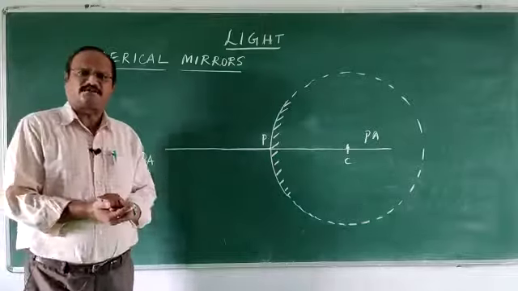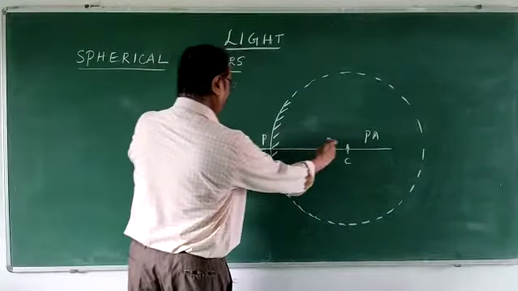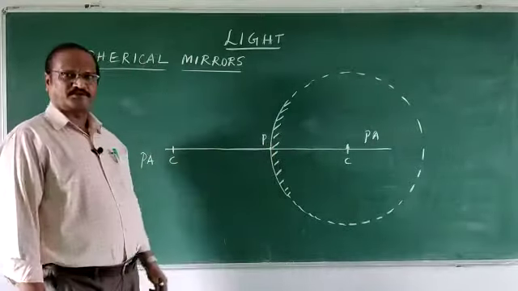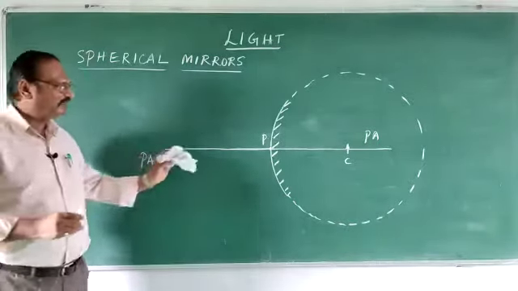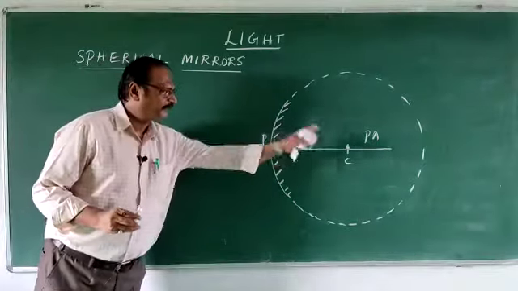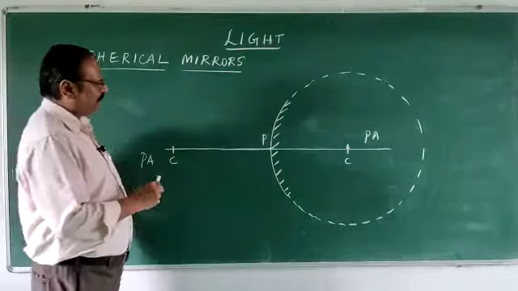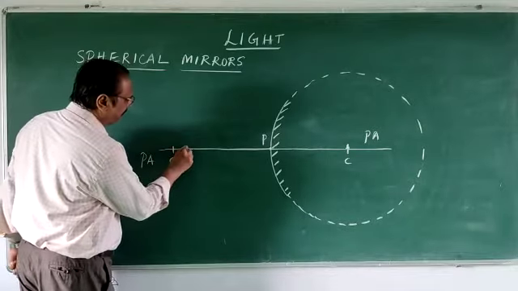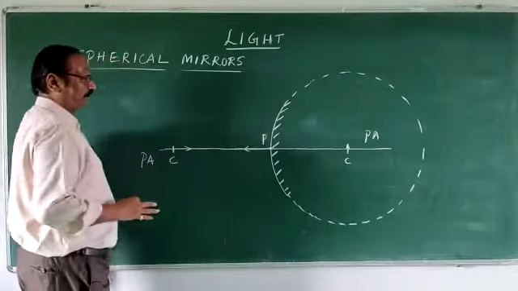Now, as usual, the center of curvature is here. I measure the equal distance, and this point will become the center of curvature. Remember, all these are imaginary, because the main part is on that side, but I am taking it on this side. Now what will happen in this case? The ray which is passing through the principal axis will bounce back. That law will hold good.